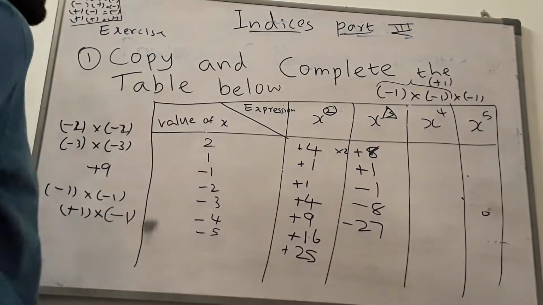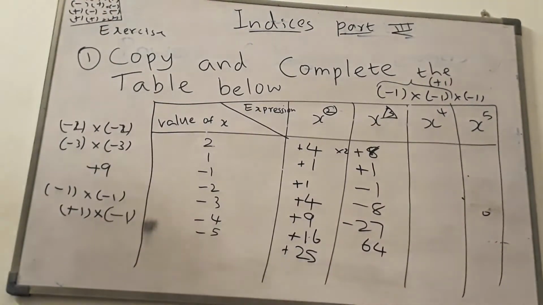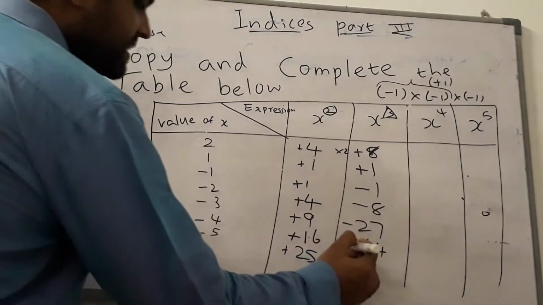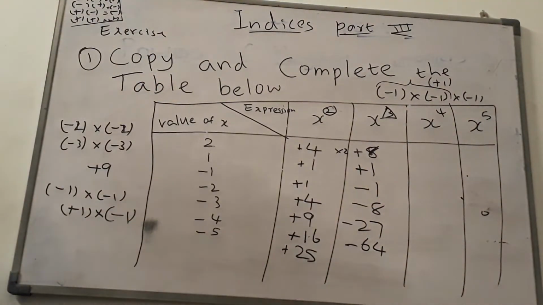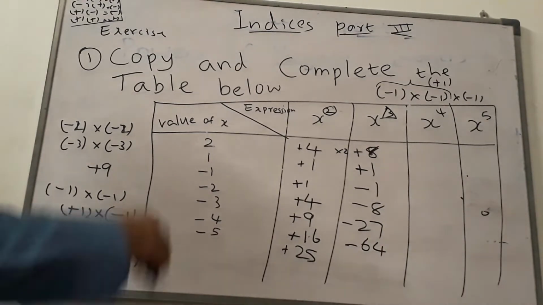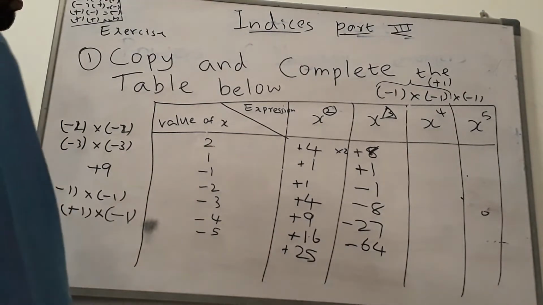Minus 4 to the power 3. 16 times 4 means 64. Okay, and this should be minus as well. Why? Because the index is an odd number. So minus 4 times minus 4 means plus 16. Plus 16 times another minus 4 means minus 64.